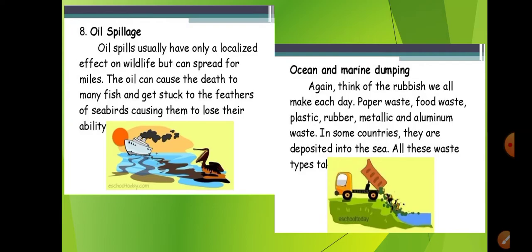As we were discussing, all the waste that is coming from our house or from the industries or from other sources, sometimes the solid waste is getting dumped into the oceans or the marine life. So when such things happen, like you can see in the picture, in some countries this is practiced, that they take the solid waste and they dump it into the water body.